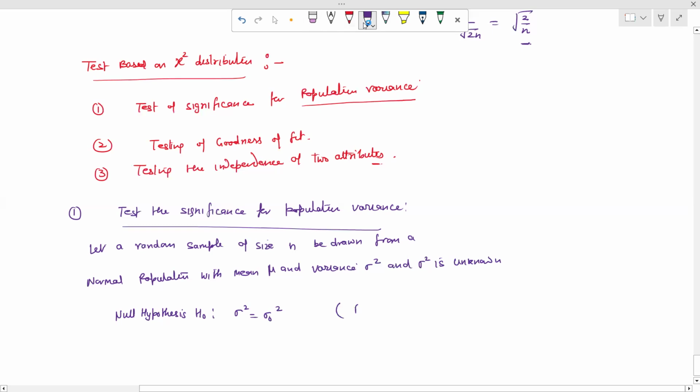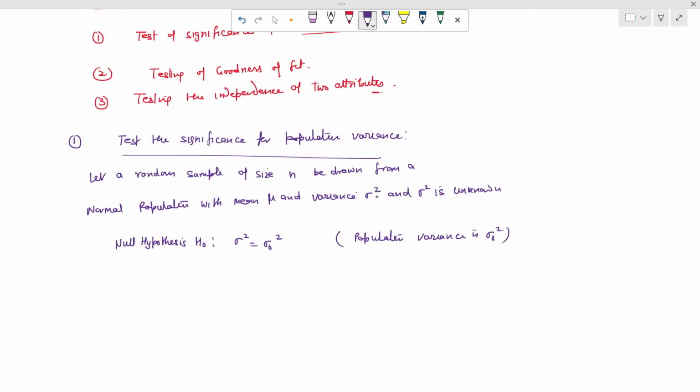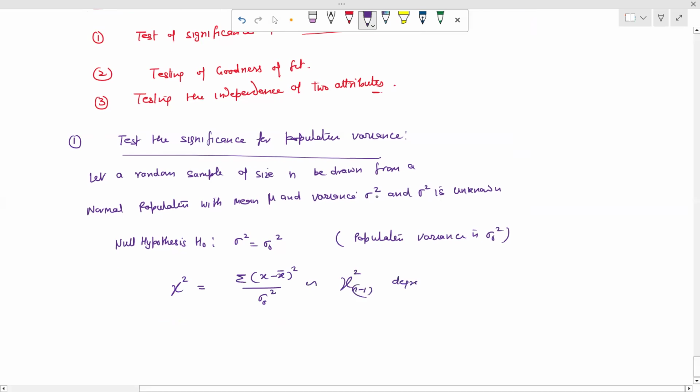Here, since we are solving for population variance in our first part, sigma naught square is the population variance, meaning you will be given a value like 4, 6, 8, 10. So what is the chi-square test here? The chi-square is summation of x minus x bar to the whole square upon sigma square, where sigma square means sigma naught square, the given value. This follows the chi-square distribution with n minus 1 degrees of freedom.